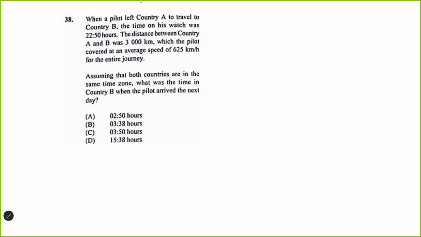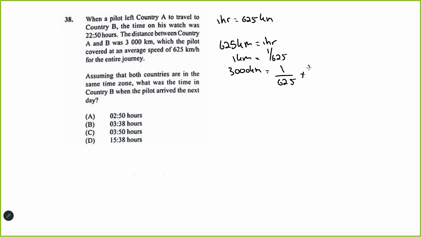So let's find out how long it took him to reach country B. So we know that 1 hour is 62.5 kilometers. So we know 62.5 km is 1 hour. 1 kilometer is 1 over 62.5, and therefore 300 kilometers will be 1 over 62.5 multiplied by 300 over 1. Right? We can say 25 into 625 is 25. And then 25 into 300 is 12, 120.